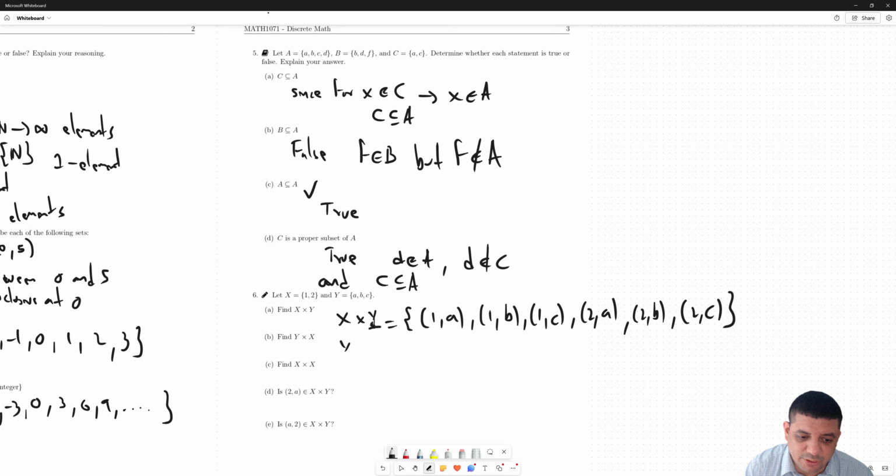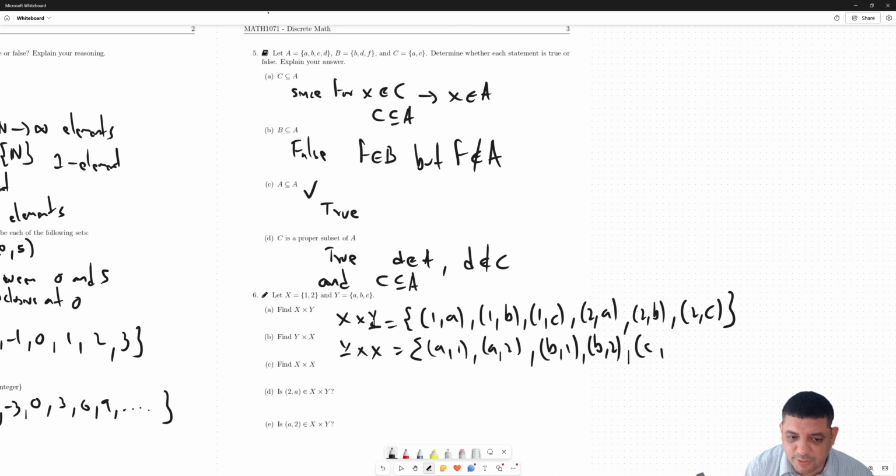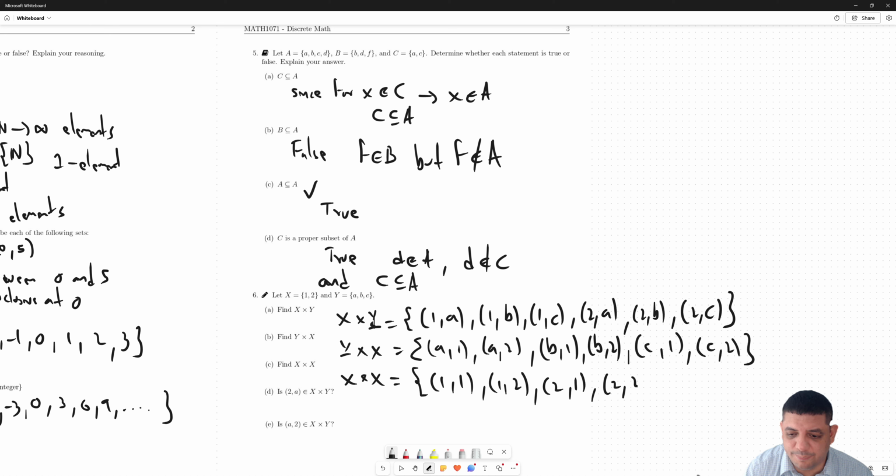Now y times x is going to be actually the opposite. I'm going to start with a1, a2, then b1, b2. The order matters a lot when you're doing Cartesian products. So that's why x times y is so different from y times x. And if we're doing x times x, then this is essentially the pairs with itself. So 1, 1, 1, 2, and then 2, 1, 2, 2. It's using x both as the x and the y.